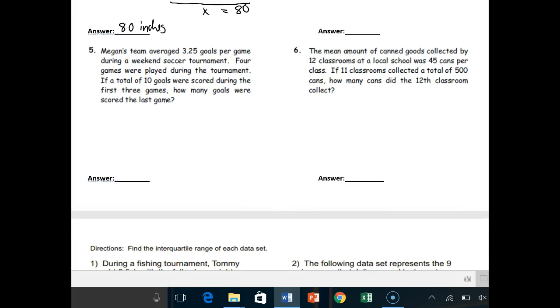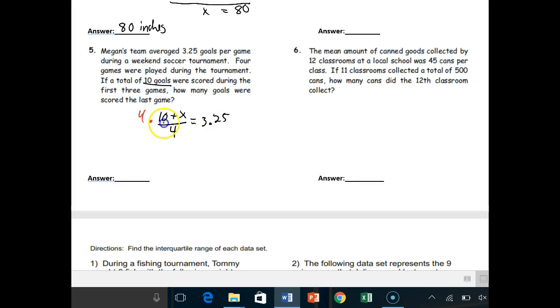Number 5, Megan's team averaged 3.25 goals per game during a weekend soccer tournament. 4 games were played during the tournament. If a total of 10 goals were scored during the first 3 games, there's your subtotal, 10 plus x, that 4th game. How many goals were scored in the last game? So how many games did we play? We played 4 games, 10 in the first 3. There's x, the 4th game, and 3.25 is our desired mean.